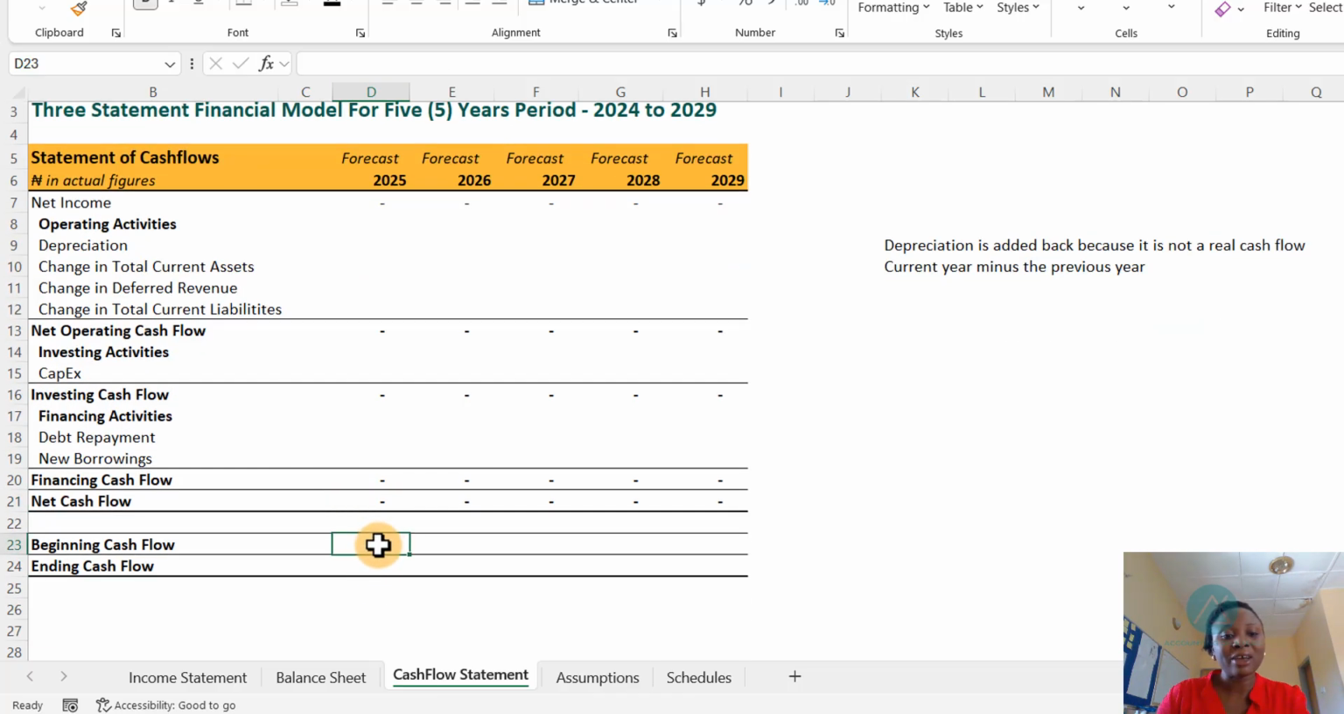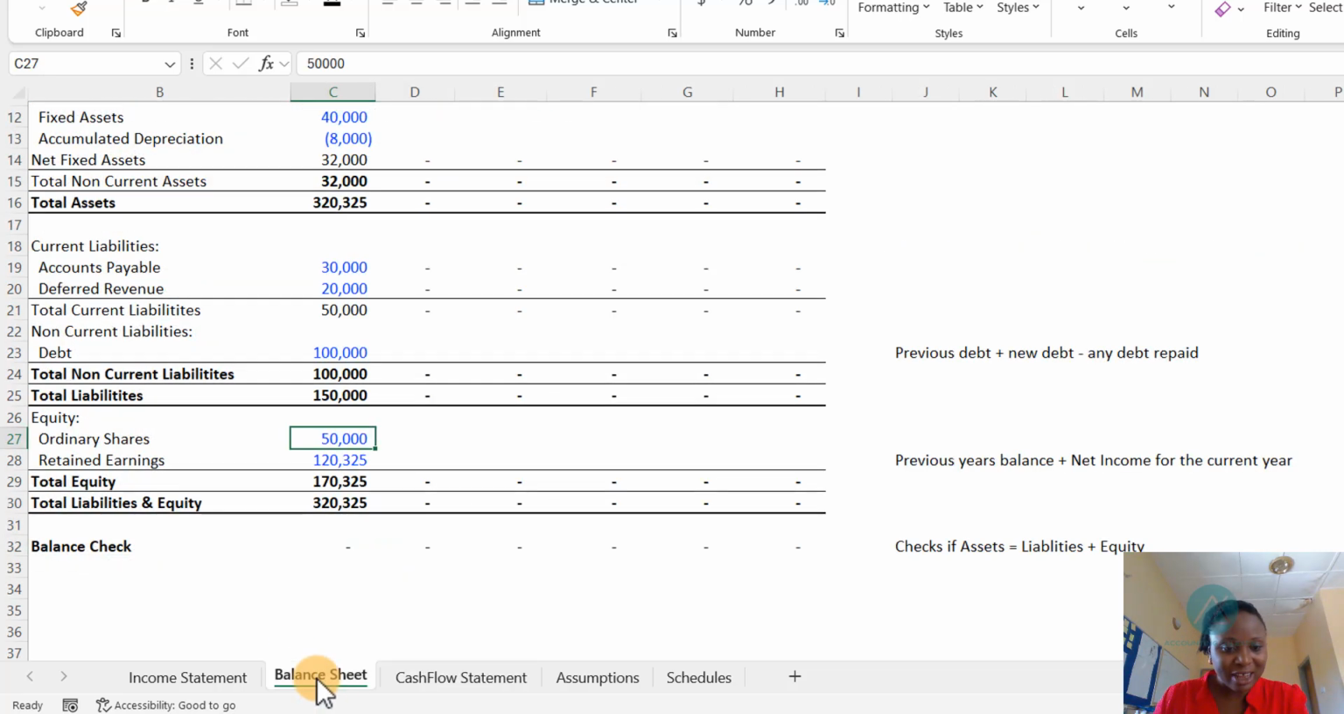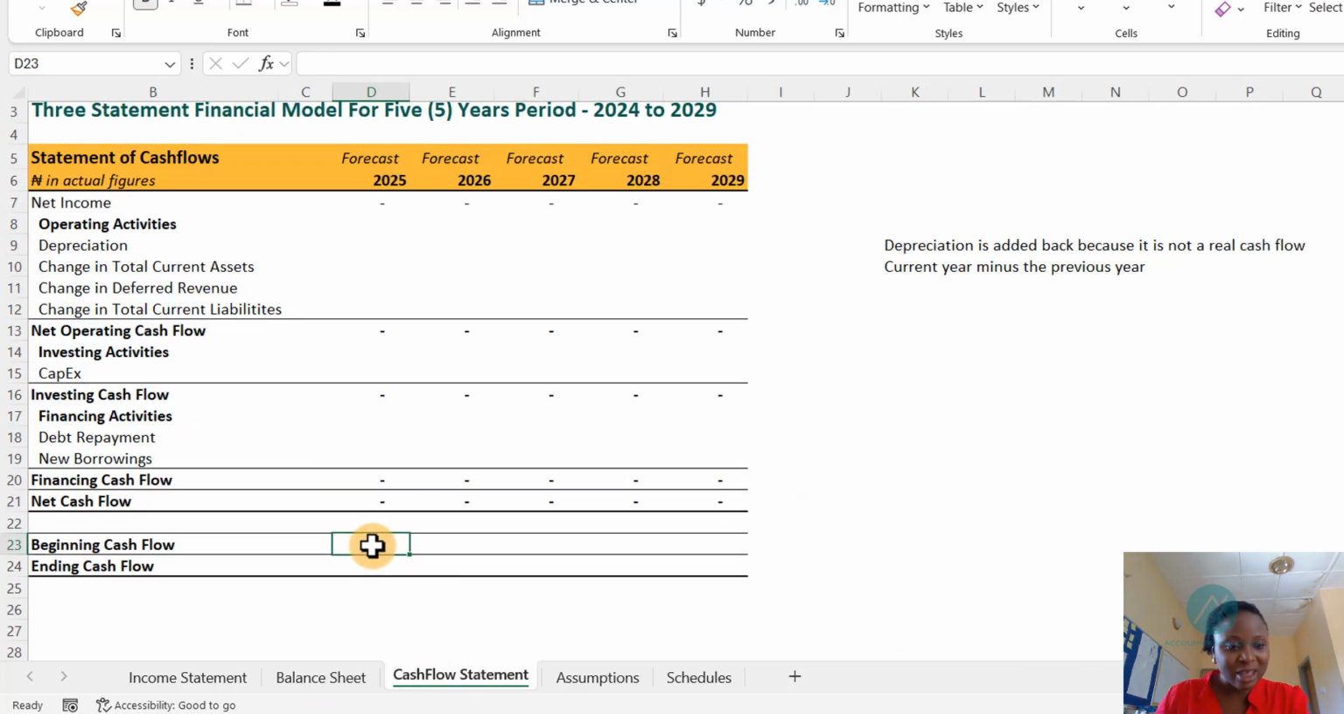Mind you, we have our balance sheet item, right? We have our balance sheet. So the beginning cash flow, we already have the closing cash balance from our balance sheet. So what we'll do is go to the balance sheet, right? You come here, this is the beginning. You just select and go to the balance sheet. I believe you're following.